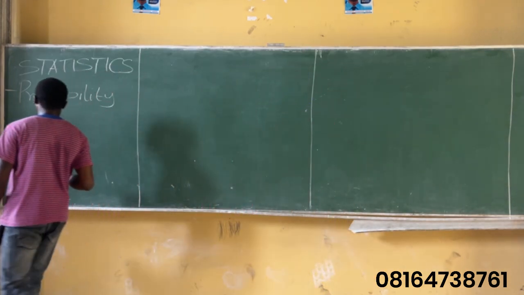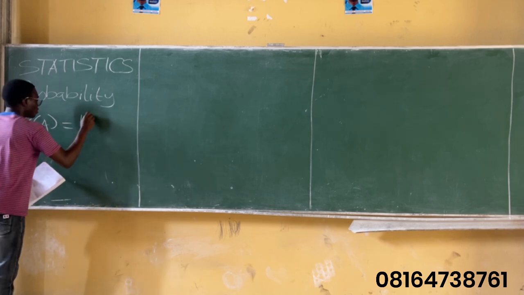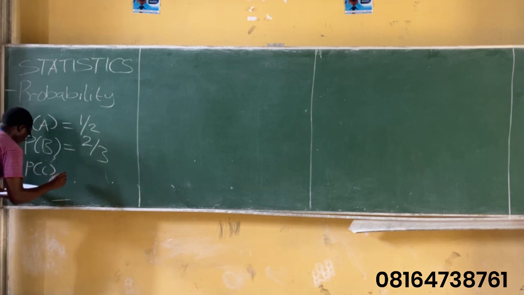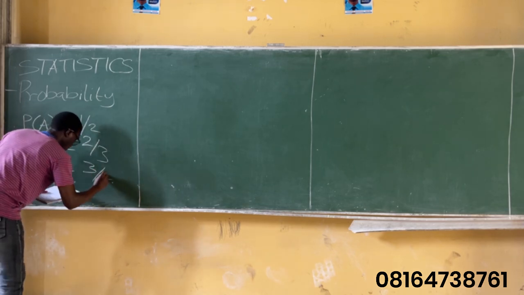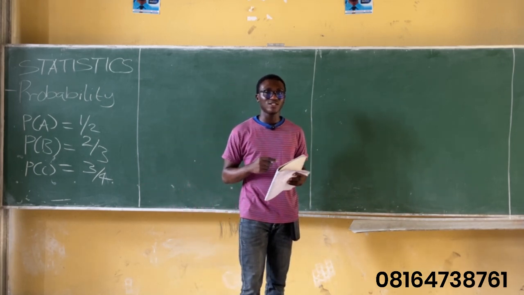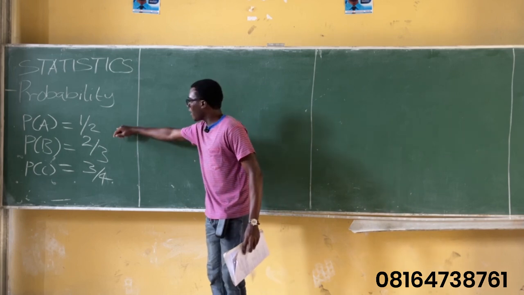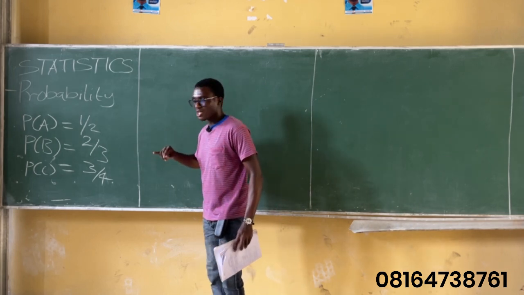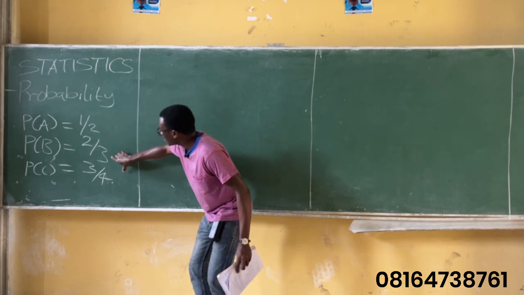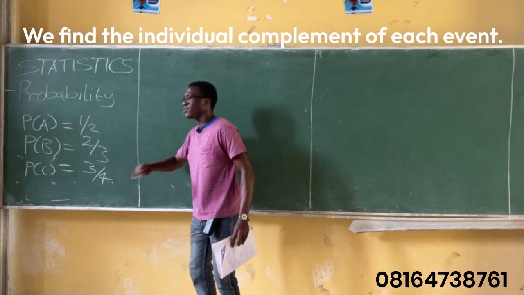For our question, we've been told that the probability of A is equal to 1 over 2. The probability of B is equal to 2 over 3. And the probability of C is equal to 3 over 4. And we're told to find the probability that at least one of them hits the target. Now, because we've been told at least one of them, it means that it could be that A hits the target, or B hits the target, or C hits the target, or A and B hit the target, or B and C hit the target, or A and C hit the target, or A, B, and C hit the target.